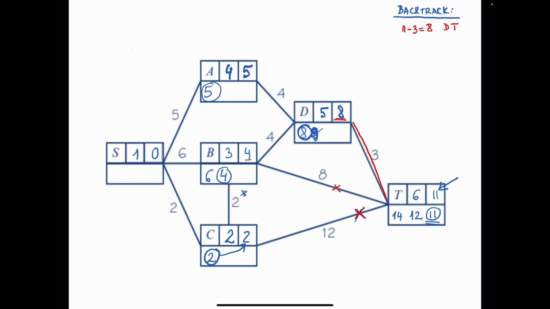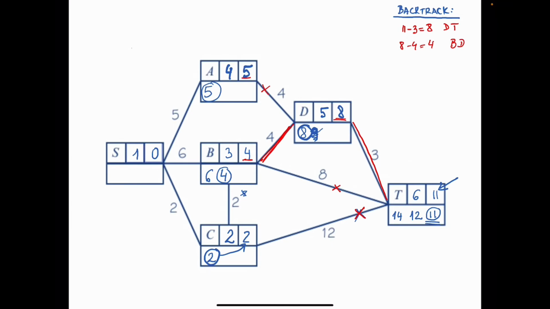So I am at D. The final value was 8. And I'm doing 8 minus 4 is 4, so that's not 5, so I skip this one, but 8 minus 4 is 4, so I'm choosing this. So 8 minus 4 is 4, so BD is the next arc.